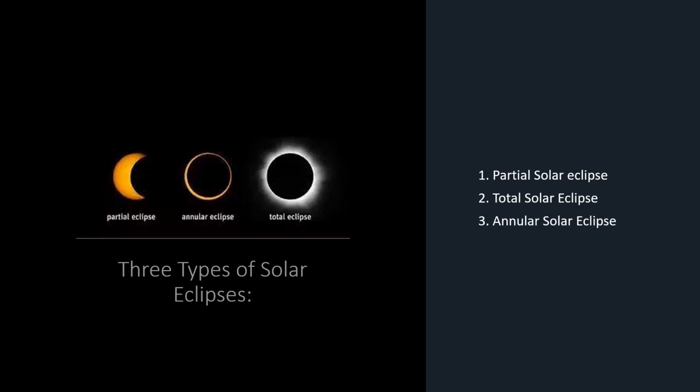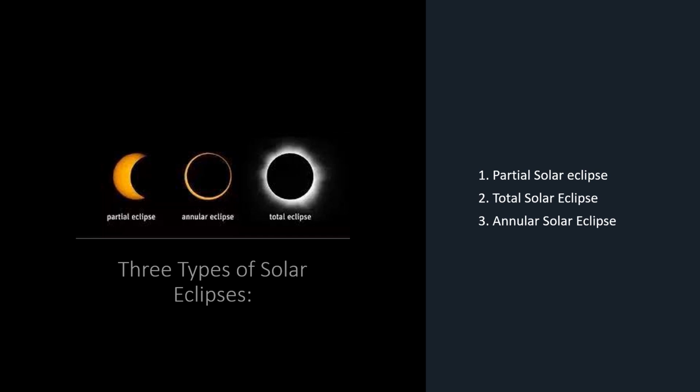There are three types of solar eclipses: partial solar eclipse, annular solar eclipse, and total solar eclipse. Total solar eclipse: when the sun, moon, and the earth are in a straight line, the formation of a total solar eclipse takes place. It is only visible from a small part of the earth. During a total solar eclipse, the sky becomes dark.